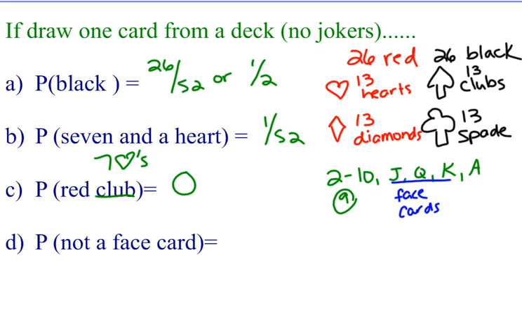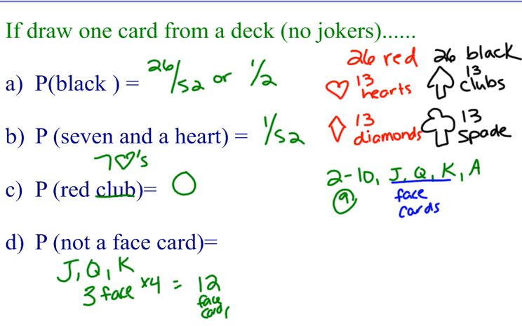And then the probability it's not a face card. Well, face cards we said were jack, queen, and king. So there's 3 face cards per suit. So per suit there's 4 suits total, which means there's 12 face cards in a deck.